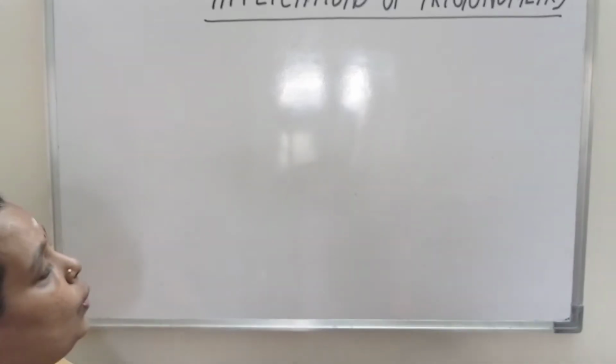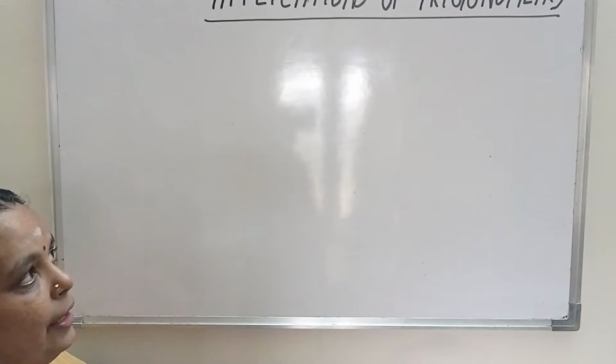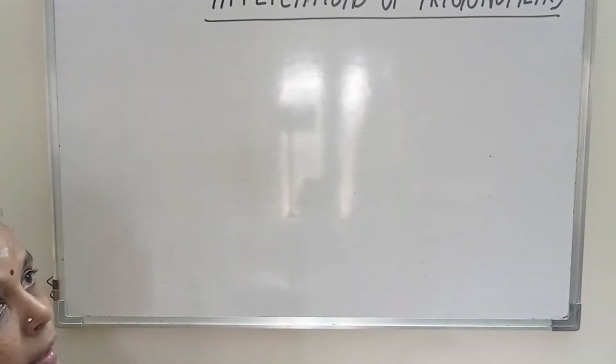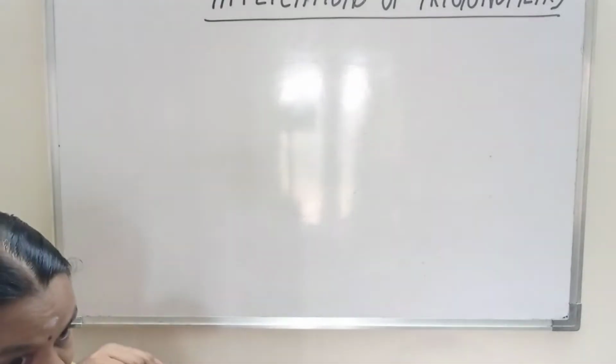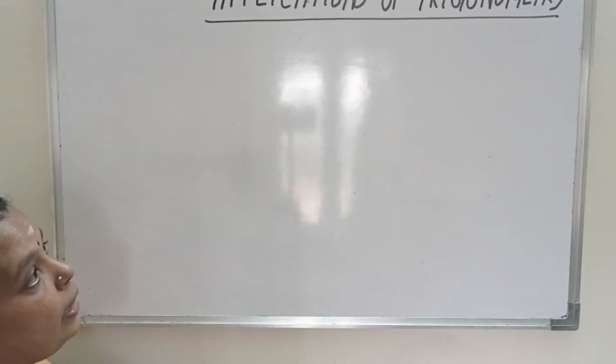In this video, we are going to see some applications of trigonometry in our real life. Trigonometry is used mainly in the field of astronomy to view the stars, the distance between the stars, planets and all that. But here we can also use trigonometry in some cases.